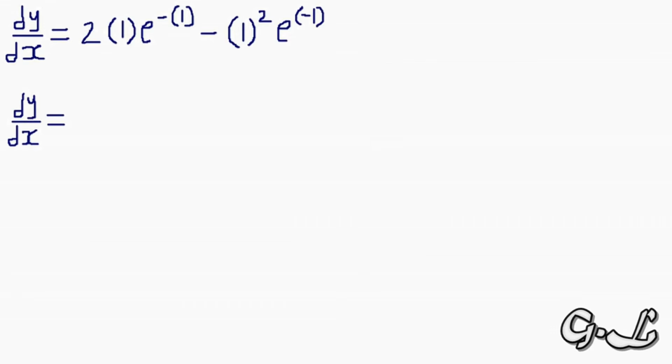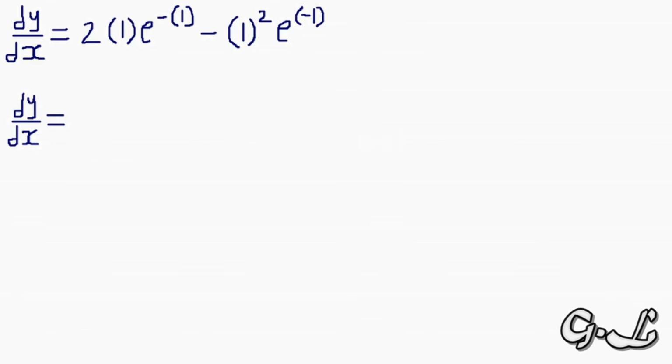The next thing that you have to do is consider the simplification. In such a case, we have 2(1) e to the negative (1), then the subtraction, and then (1) squared e to the negative 1. So we're going to do the simplification. The first part gives you 2e to the negative 1, and the second part gives you e to the negative 1.